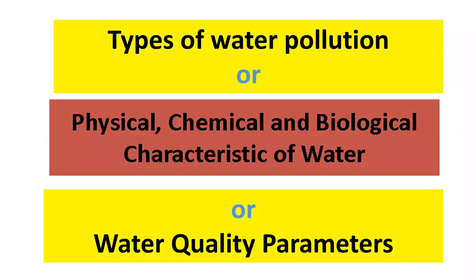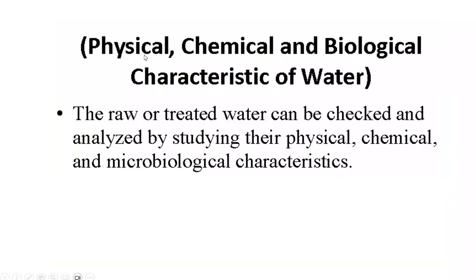And the third is characteristics of water, meaning he's asking you about the water quality parameters. All our other things depend upon the examiner, but you have to be clear that these three or four terms are used for the same thing, which are water quality parameters or physical, chemical, and biological properties of water.